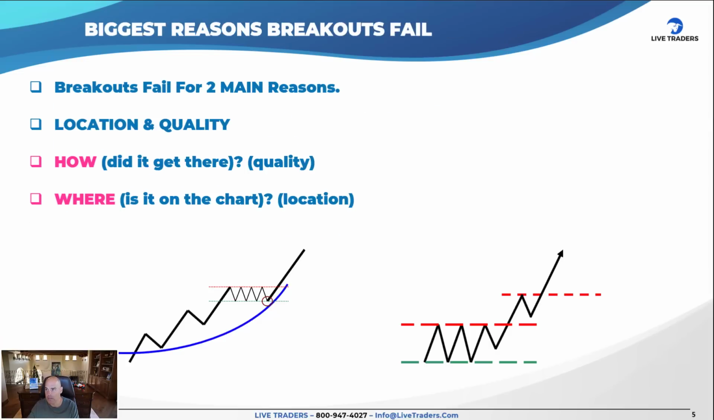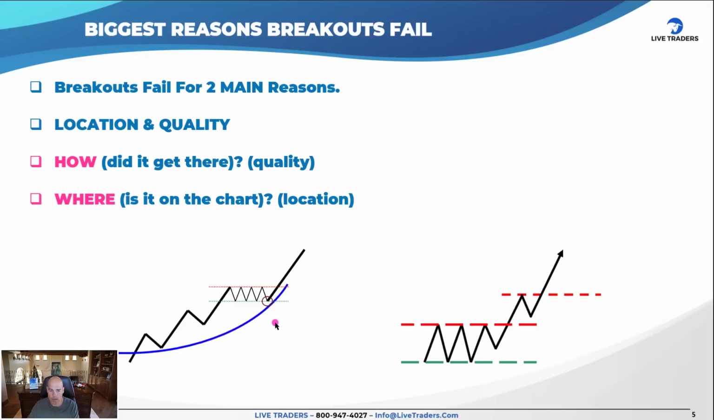Now, same slide, a little different. Biggest reasons breakouts fail. They fail for two main reasons. Location and quality. How did it get there? That's the quality. And where is it on the chart, the actual location?